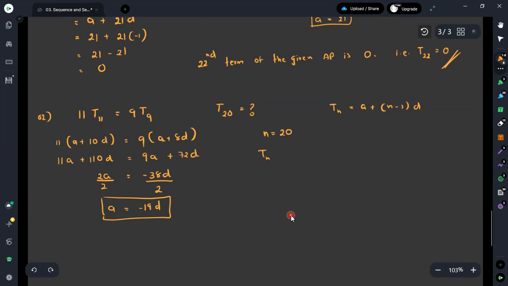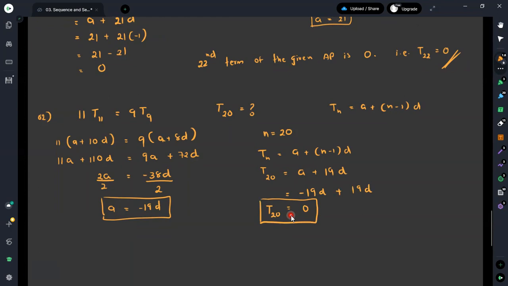By using this substitution, we can say that Tn is equal to a plus (n minus 1) times d. Then T20 is equal to a plus 19d, since n minus 1 is 20 minus 1, which gives 19 times d. Now we need the values of a and d, but what we know is that a is equal to minus 19d. Therefore, using that substitution, instead of a we use minus 19d, then plus 19d, and you will get the value of the 20th term as 0. Therefore, the 20th term of this arithmetic progression is equal to 0.